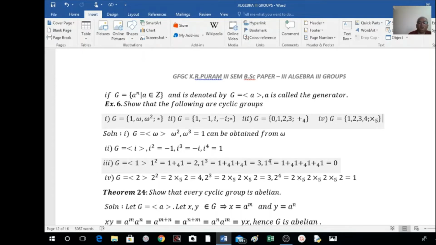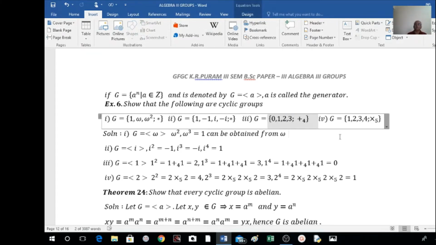What about 1 to the power of 4? Again the operation is applied repeatedly: 1 plus 1 plus 1 plus 1 is 4. If we divide this by 4, the remainder is 0. So from 1 I am getting 2, 3, and 0. All these elements can be obtained from 1. Therefore 1 is the generator, and G is a cyclic group.